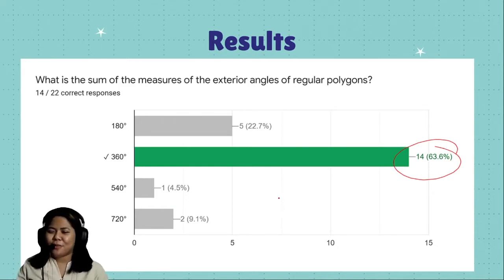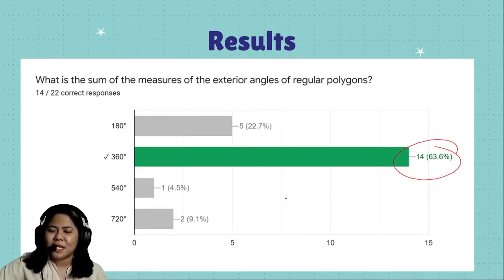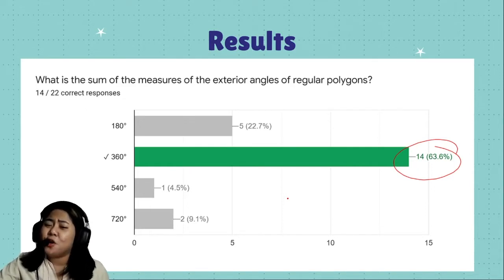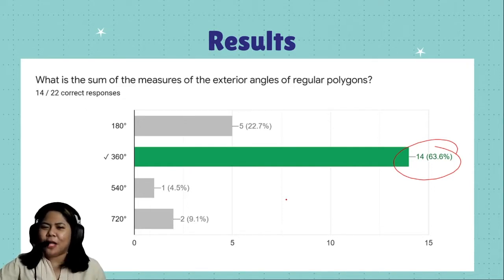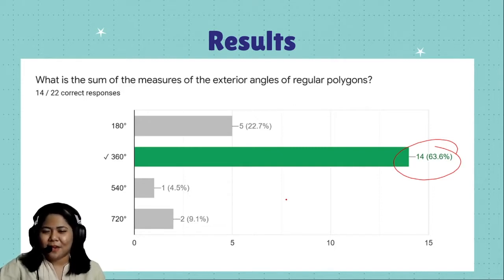So, count the number of correct items over 5, and can you type in your scores sa ating comment section. Ayan. So, out of 5 points, the passing score is 3. But again, whether you pass or not on this pretest, it does not matter as long as meron na tayong ngayong idea kung ano nga bang status ninyo sa ating topic ngayong araw.